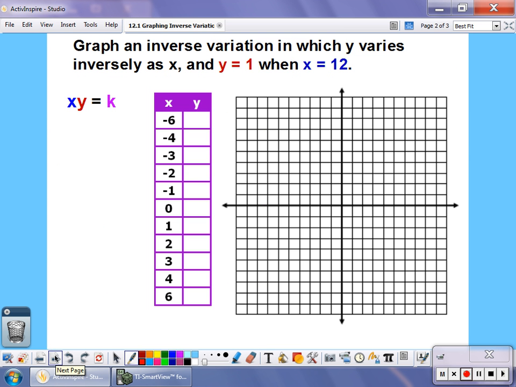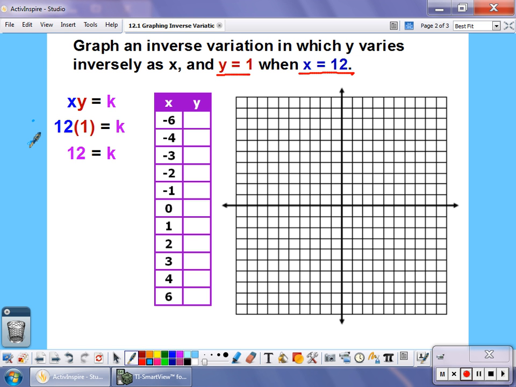So we have this problem that says graph the inverse variation in which y varies inversely as x, y is 1 when x is 12. Okay, so that's really important. Y is 1 when x is 12. So the first thing I'm going to do is take this equation and try to figure out what my constant is. I'm going to plug in my 12 for x and my 1 for y, multiply those together, and I find out that my constant here is 12.